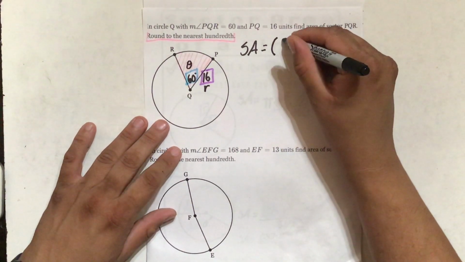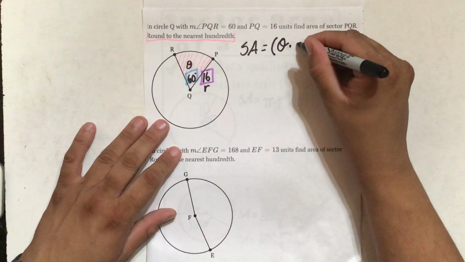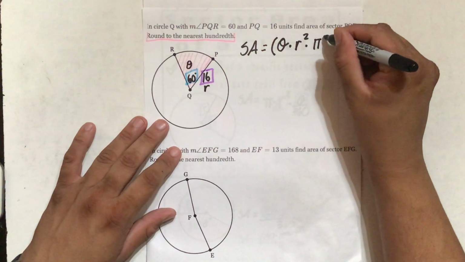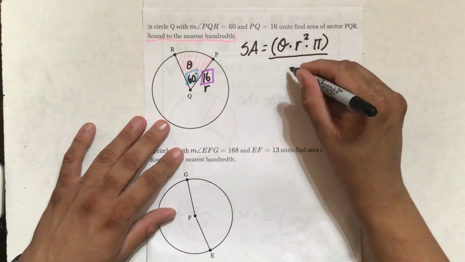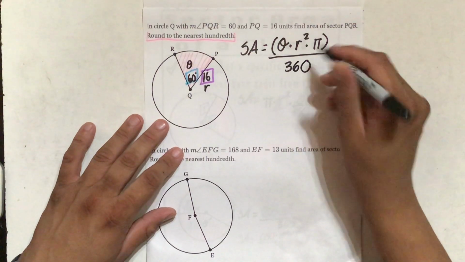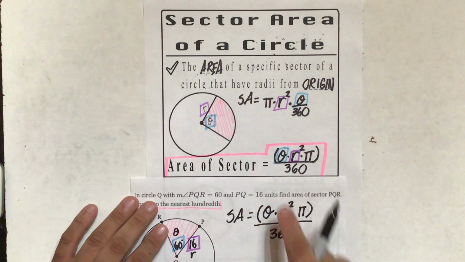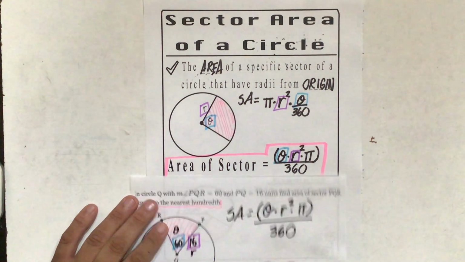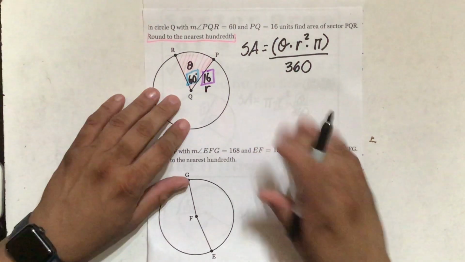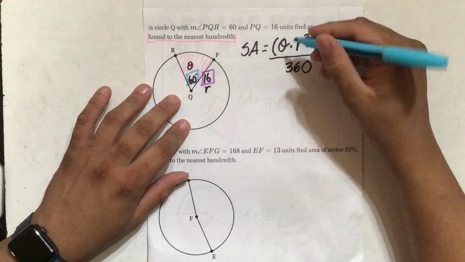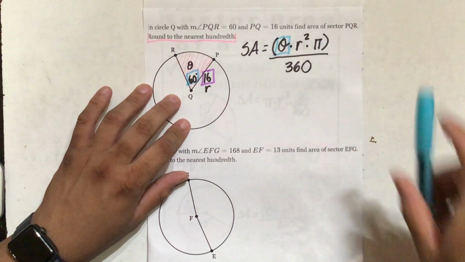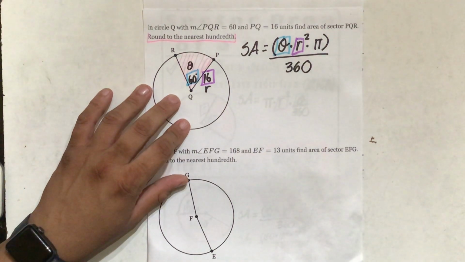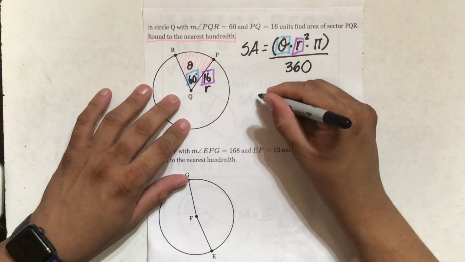Surface area equals (theta times r squared times pi) divided by 360. Make sure that I got that correct here. Yes, r squared times pi divided by 360. Perfect. So now I'm going to remember that my theta is in blue and my radius is in purple. So all I'm going to do is substitute, right?